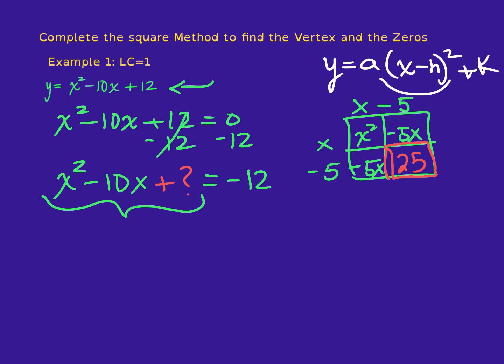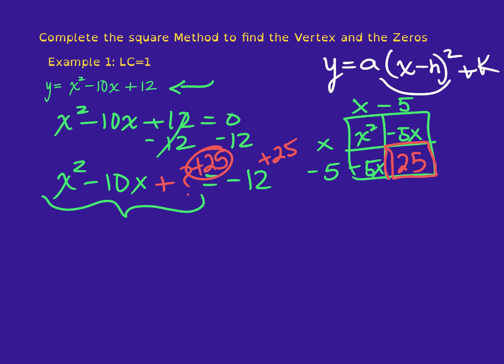So my question mark becomes a plus 25 on this side here. And remember what I said, my golden rule of algebra: whatever I do onto one side, I have to add also on the other side. Why am I doing this?